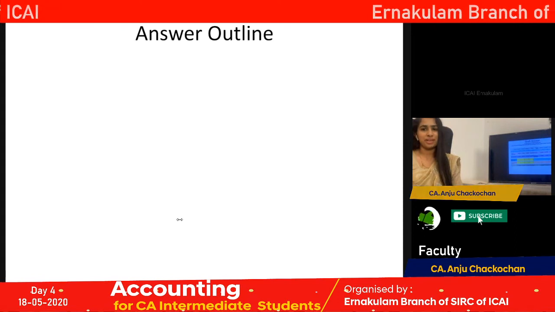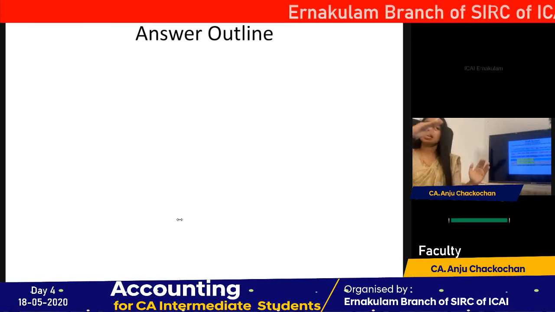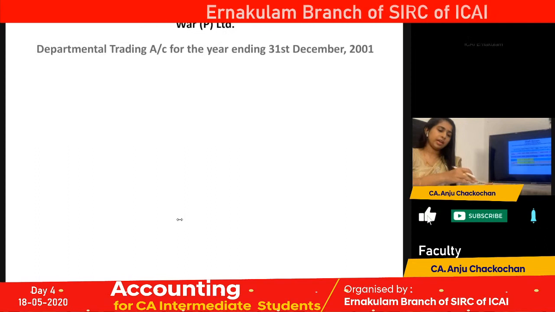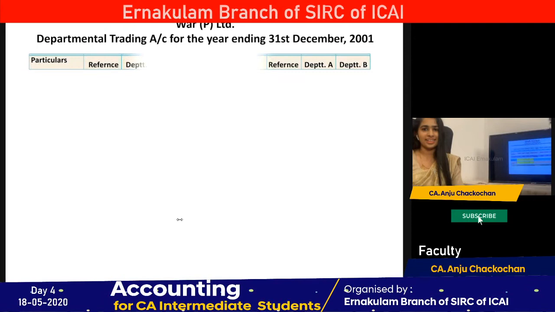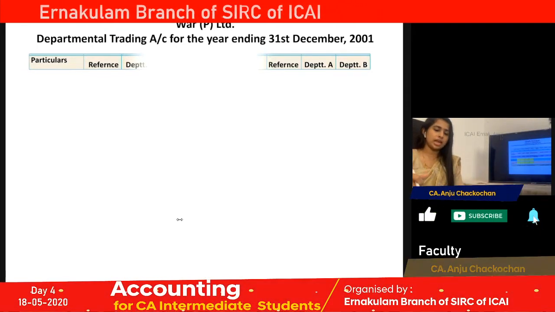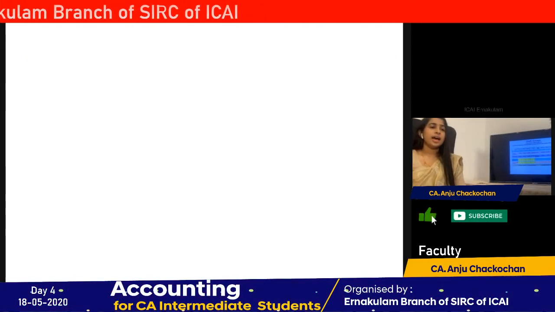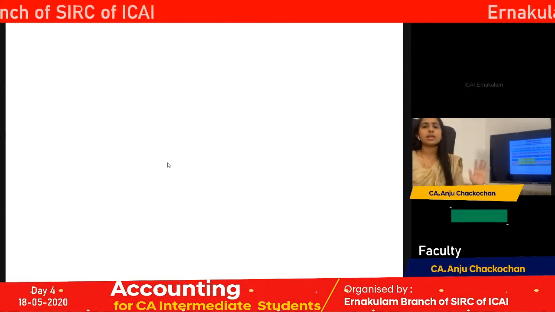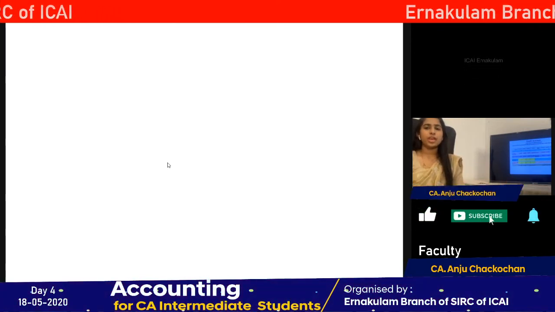We are asked to prepare the departmental trading account, right? So particulars, reference, and the two departments we have, we'll be writing that. Similarly, in the credit side. Departmental trading account: particulars, reference, department A, department B, and similar items to be written in the credit side as well. All right, so just have this in mind and take your scale and pencil and draw the outlines. Just have the outlines done and then we'll sort it out.